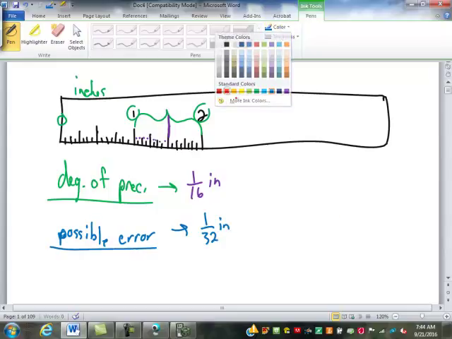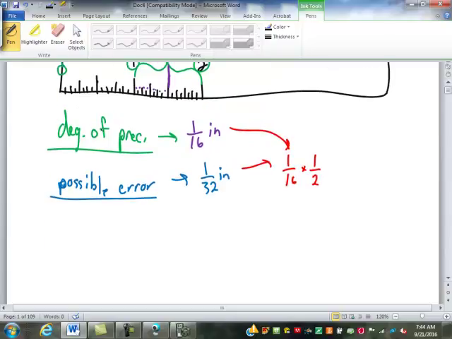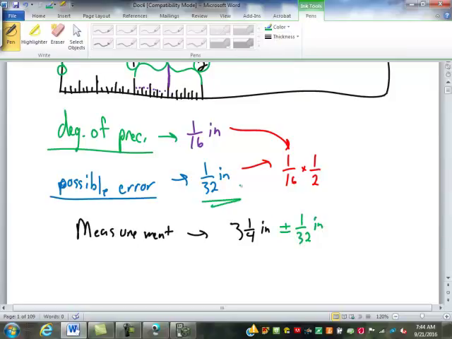That is found by taking the 1/16 times 1/2. Half of that degree of precision. What that means is if I report a measurement as being 3 1/4 inches, what that really means is that is 3 1/4 inch plus or minus 1/32 of an inch. Because anything that's within a 32nd of the 1/4 inch mark is going to get rounded to 1/4 inch.